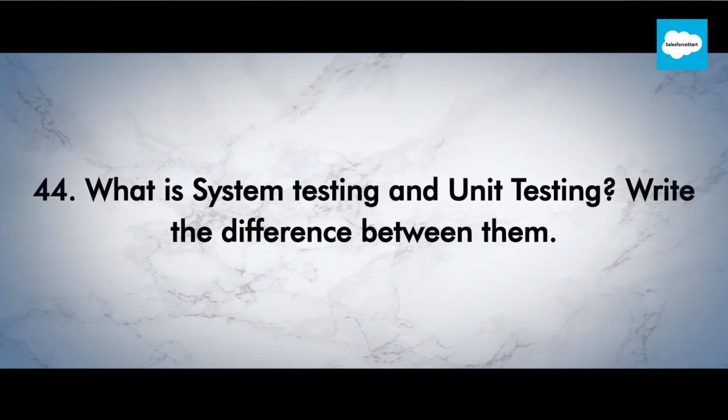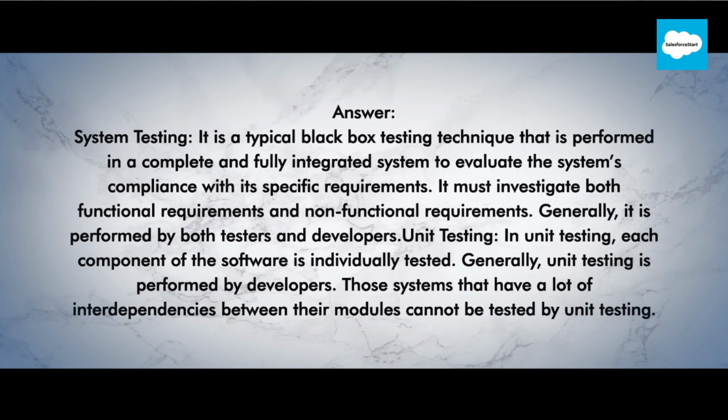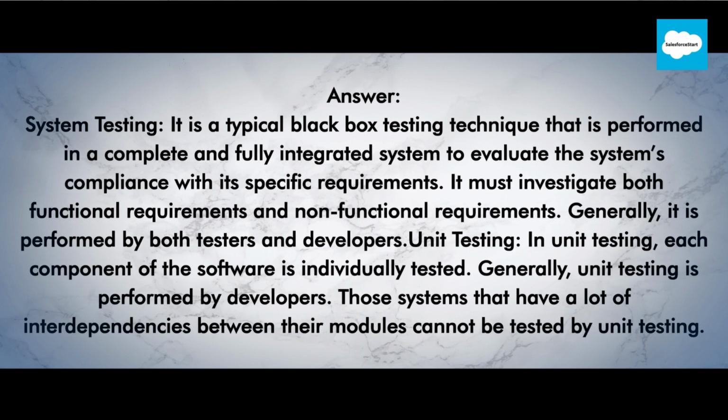44. What is system testing and unit testing? Write the difference between them. Answer. System testing. It is a typical black box testing technique that is performed in a complete and fully integrated system to evaluate the system's compliance with its specific requirements. It must investigate both functional requirements and non-functional requirements. Generally, it is performed by both testers and developers.